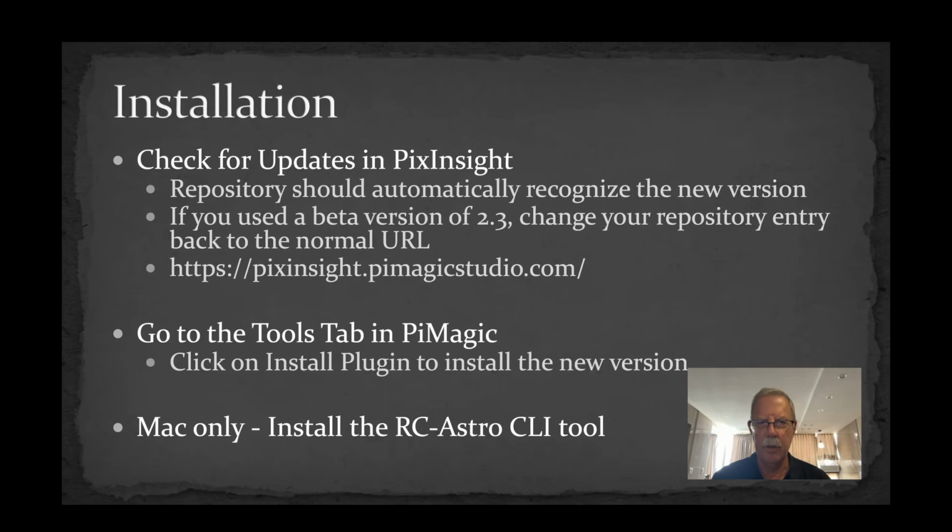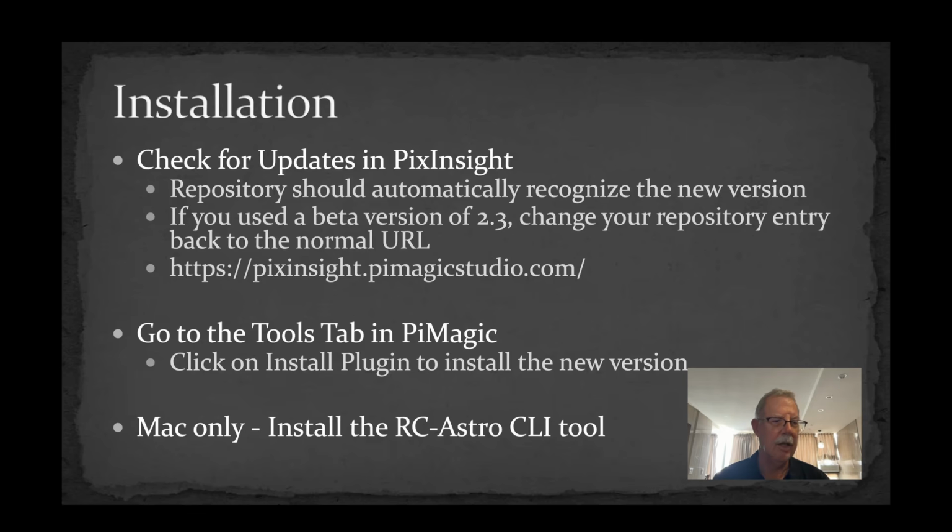Installation is real straightforward. Your repository should update automatically. If you've been using one of the beta versions of 2.3, be sure to change your URL from the beta back to the normal PixInsight.PiMagicStudio.com. And once you have updated through the repository, open the Tools tab in PiMagic, and you get to that by unclicking the Smart option, and then click on the Tools tab, and then click on Install Plugin to install the new version of AstroMagic. That way, AstroMagic and PiMagic will be in sync.